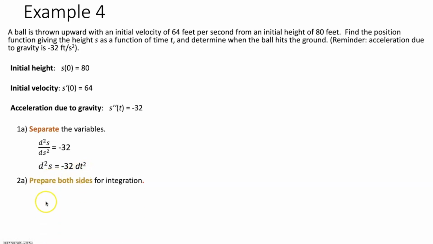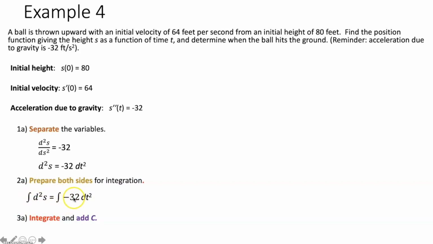The next step is to prepare both sides for integration. So I'm going to integrate both sides. Anything I have to do? Well, I could take this negative 32, move it out front if I wanted to, or I could just leave it like this and move on to my next step where I integrate both sides and add c. When I take the integral over here, this becomes ds dt, the first derivative of s. When I integrate over here, this becomes ds dt.